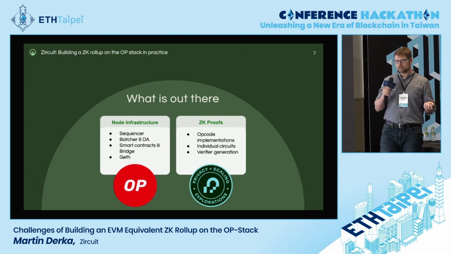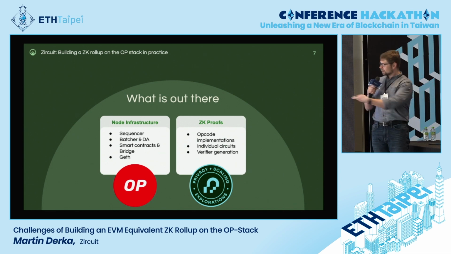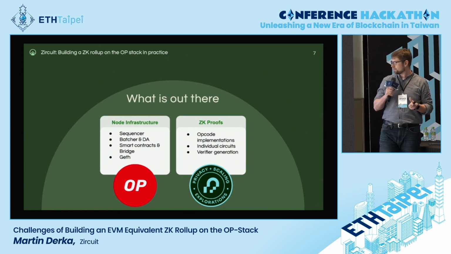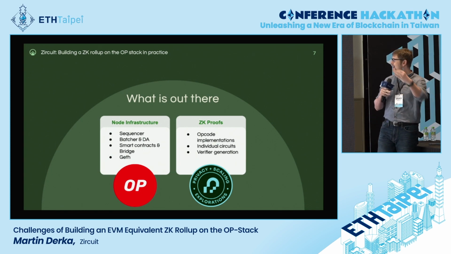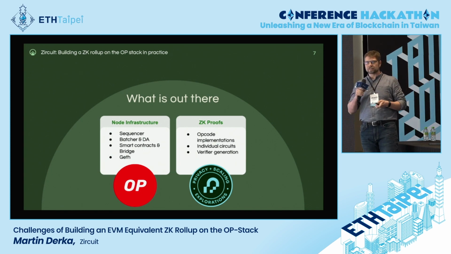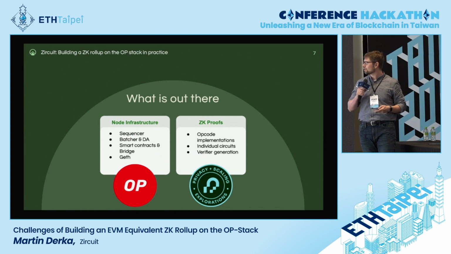So for the node infrastructure, you have this fantastic framework pioneered by Optimism Labs called the OP framework. That framework is going to give you the sequencer. It is going to give you the batcher, right? That's the component that takes a look at transactions, compiles them together, and at some point submits them to the data availability layer. That's what the acronym DA stands for in here.